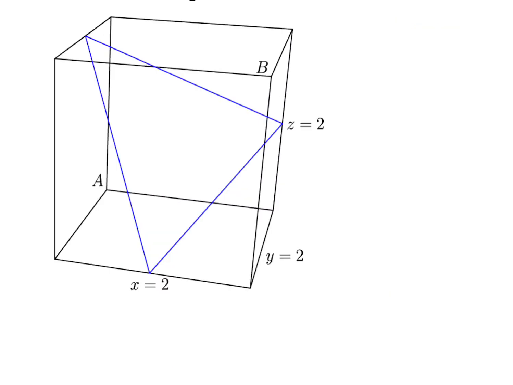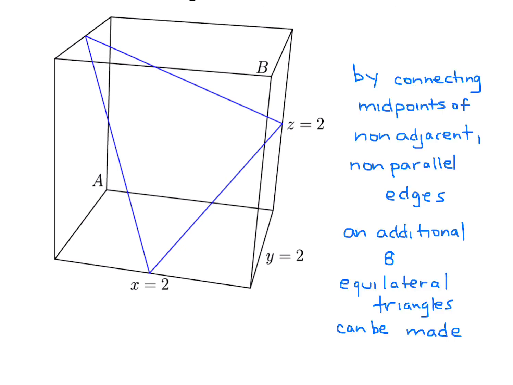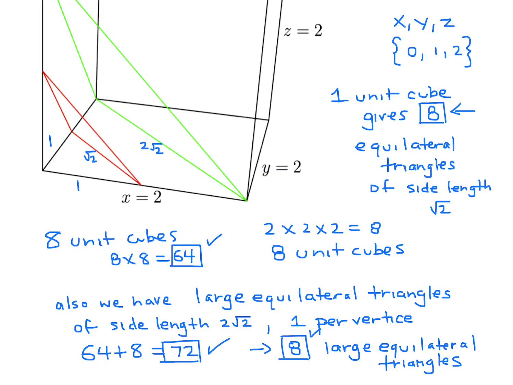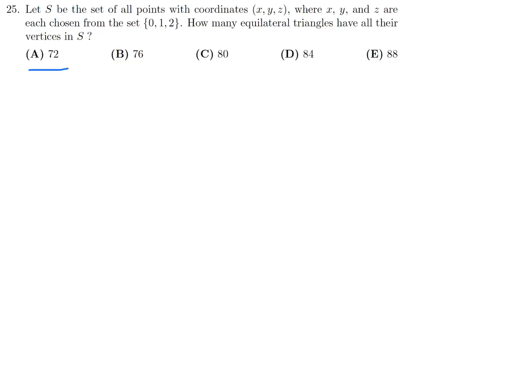Let's see. Now, what if I chose triangles like this, where they are connected by the midpoints of sides? By connecting midpoints of non-adjacent, non-parallel edges, an additional 8 equilateral triangles can be made, as shown. So we have 8 here, we had 72 here, 8 plus 72 is 80. So the grand total is 80, and therefore number 25, the answer is C.